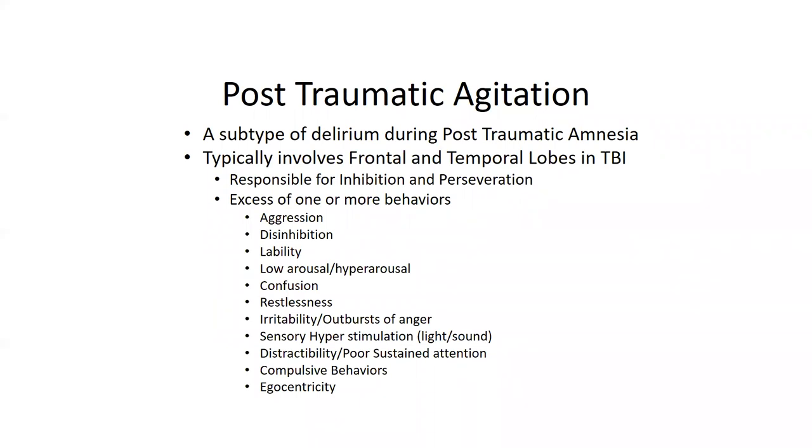Post-traumatic agitation is generally a subtype of delirium during post-traumatic amnesia, typically involving the frontal or temporal lobe. It is responsible for inhibition and perseveration, excess of one or more behaviors. What happens in post-traumatic agitation? Either aggression or disinhibited behavior.